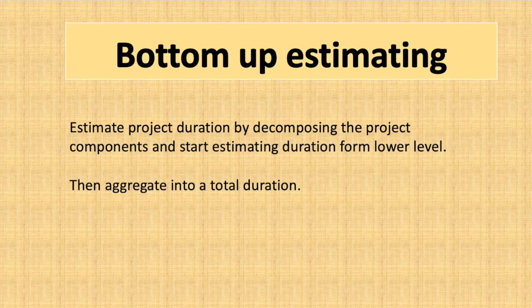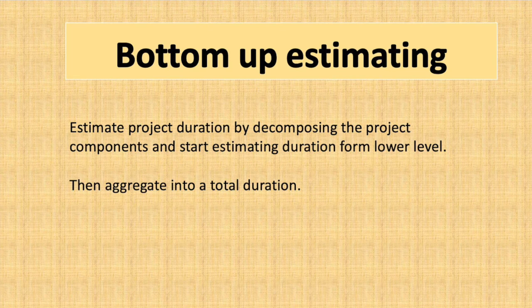In this technique, we estimate duration by decomposing the project component into smaller activities, and we start estimating activity duration from the lower activity, from the bottom side. We will start estimating from our smallest activity, and we will aggregate it into a total for the complete duration. So this technique is also used for estimating activity duration.